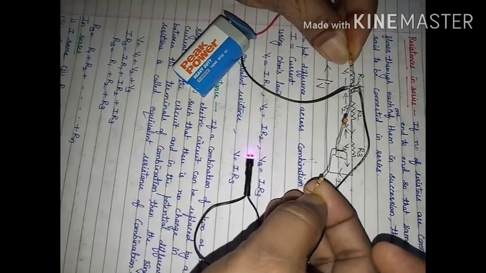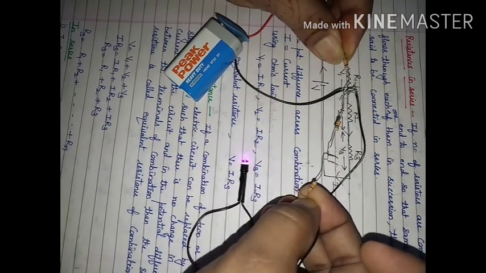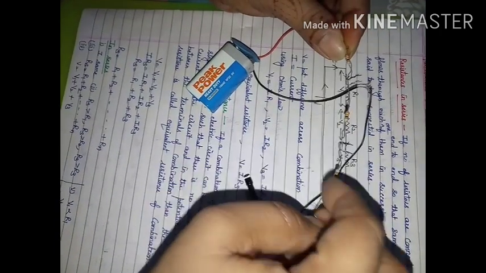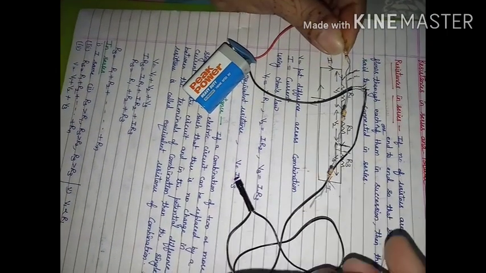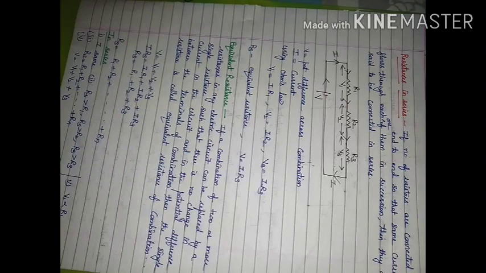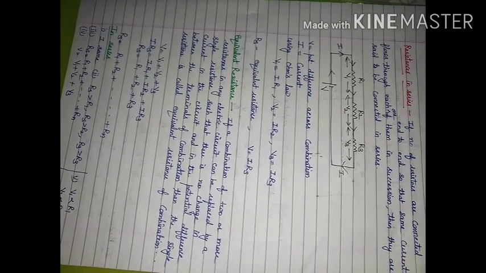then this LED is going to glow. It is giving you light when the circuit is complete. Then this combination will be said to be resistors in series. In this case, the net value of resistance will increase.